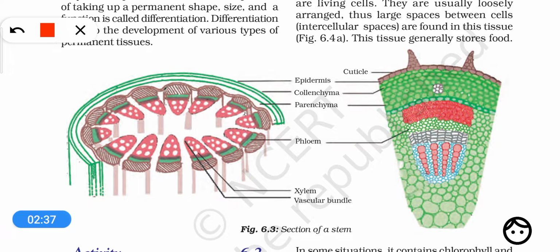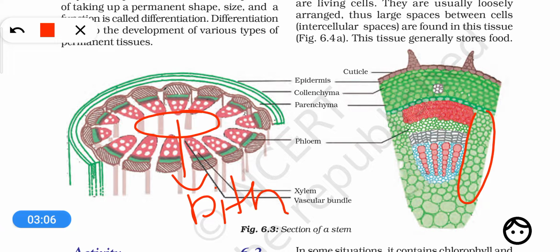Now these cone-like structures are actually vascular bundles, and between them there are certain colorless portions. These colorless portions are called medullary rays. This is the portion that is called medullary ray. Now this central zone is called pith, and this is again made up of parenchyma.